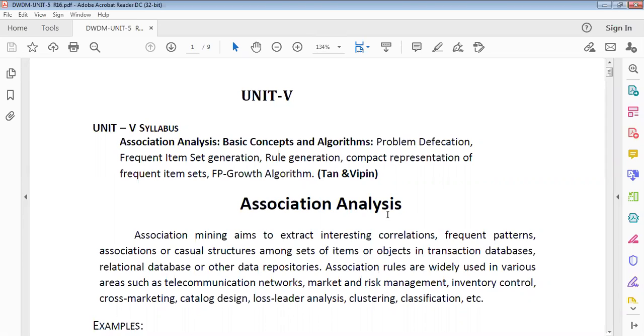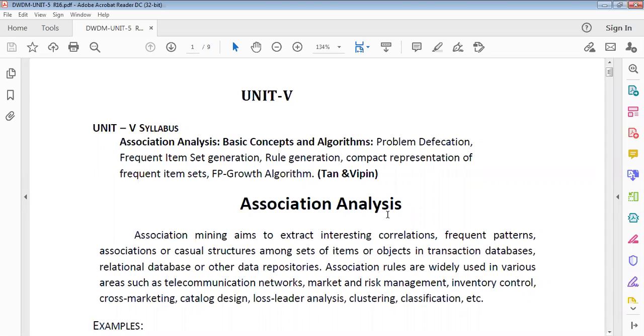So see here, now in today's class we have to discuss the fifth unit. In the last class we completed the fourth unit. Now in today's class we have to discuss association analysis. In association analysis, mainly we discuss the concepts: what is association and what algorithms you have to use. Mainly here we use the Apriori algorithm and the FP-growth algorithm.